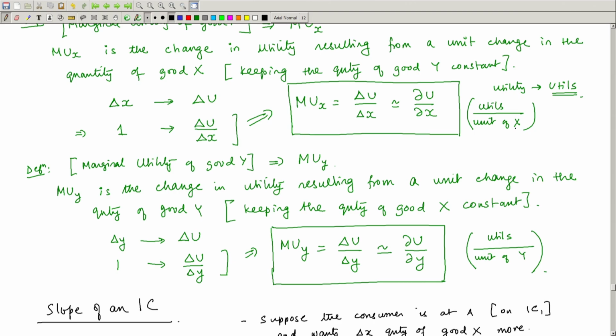Notice I already know the definition of marginal utility of x. I know that MUX is delta U divided by delta x. A delta x change in the quantity of good x led to a delta U change in the utility. Once more, a delta x change in the quantity of good x has led to a delta U change in the utility.